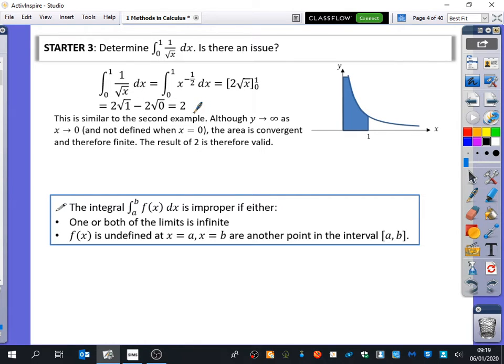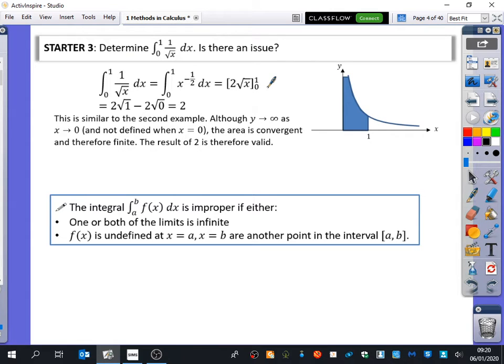And it says this is similar to the second example, although y tends to infinity as x goes to 0 and is not defined when x equals 0, the area is convergent and therefore finite. The result of 2 is therefore valid. But we would not write it in this particular way that we've got up here because of the fact that the 0 is undefined for that function.